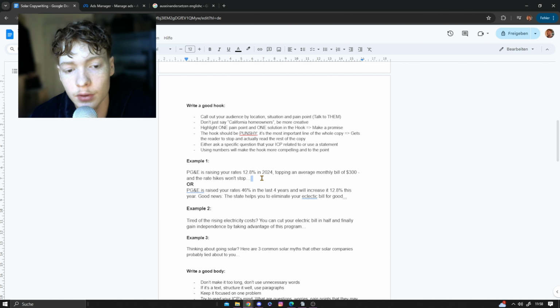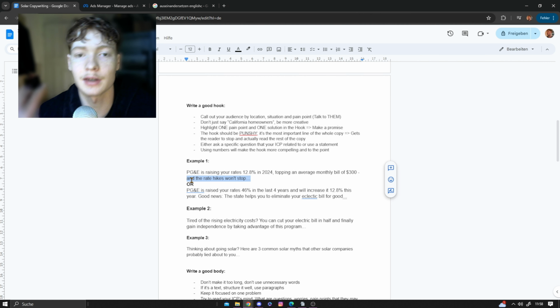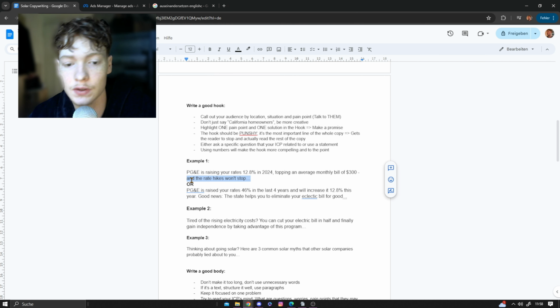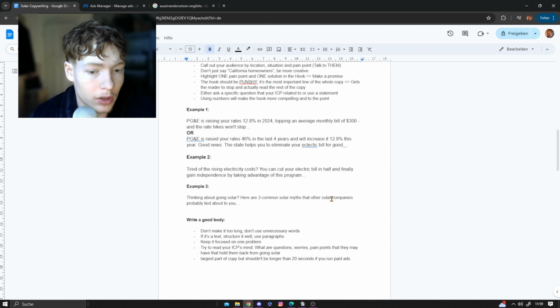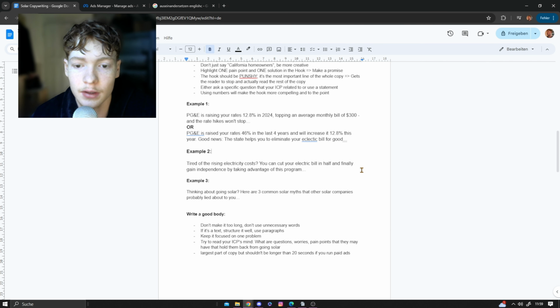This is different from the first one, because there we have this pain point, and then we scare them a little bit and say the rate hikes won't stop. This is a different approach, but it also works: including your solution or your benefit in the hook, or teasing your solution more. So: good news, the state helps you to eliminate your electric bill for good. They will want to keep reading. Okay, how does the state help me, and can I actually eliminate my electric bill?